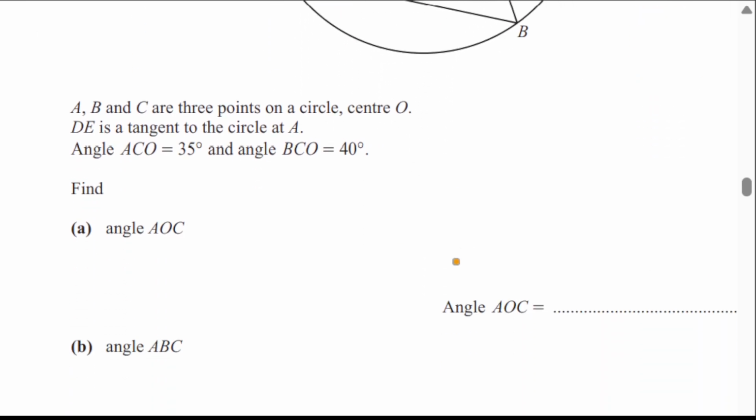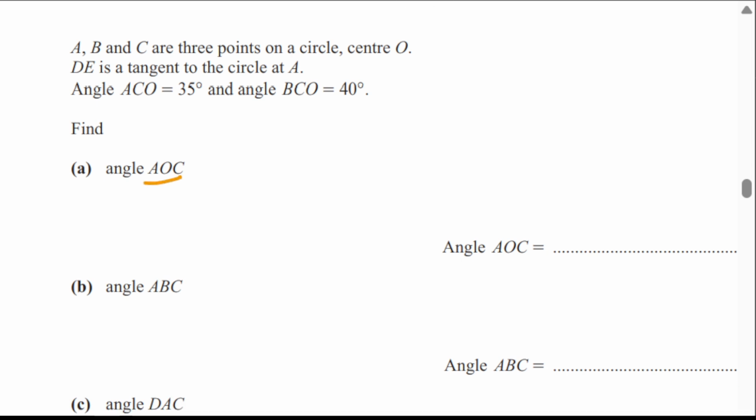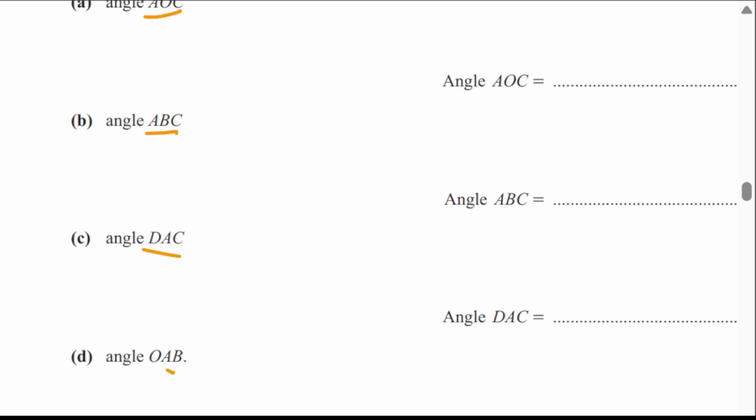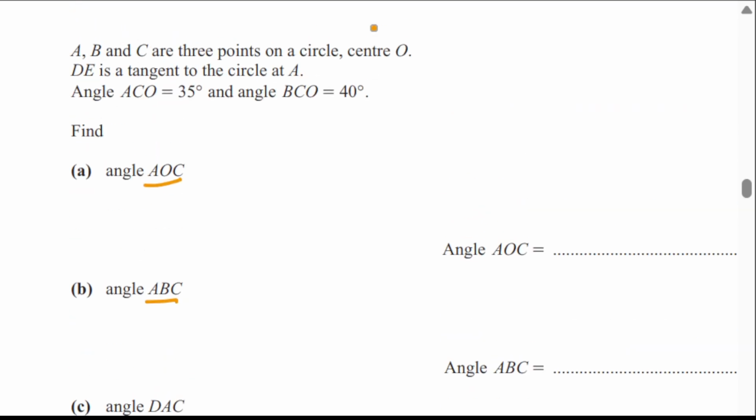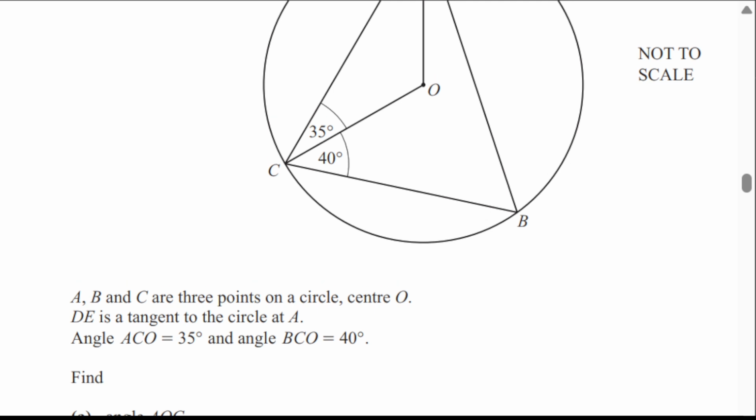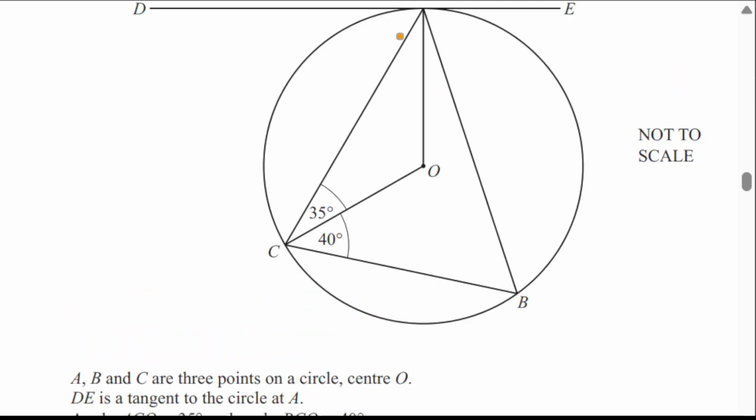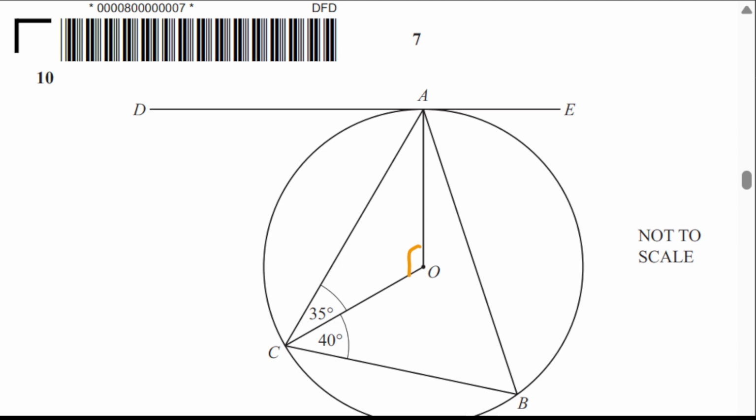The question asks to find angle AOC, ABC, DAC, and OAB. A lot. But let's write them as X's up there. So where is AOC? AOC is this one. So let's call it X and find it. How can we find this angle?